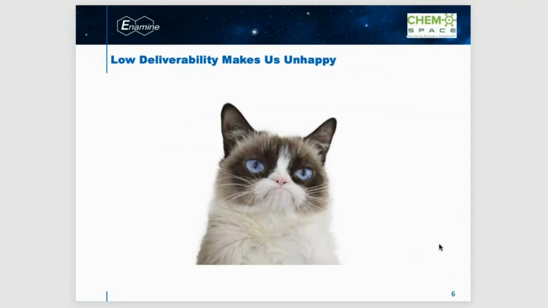And obviously, this is something that really makes us unhappy, because when we select the compounds from trillions of make-on-demand molecules, obviously we perform a pretty thorough selection and come up with a set of maybe 100 or a few hundred, as Marcus just mentioned, those that we really want to be synthesized and screened in the lab.